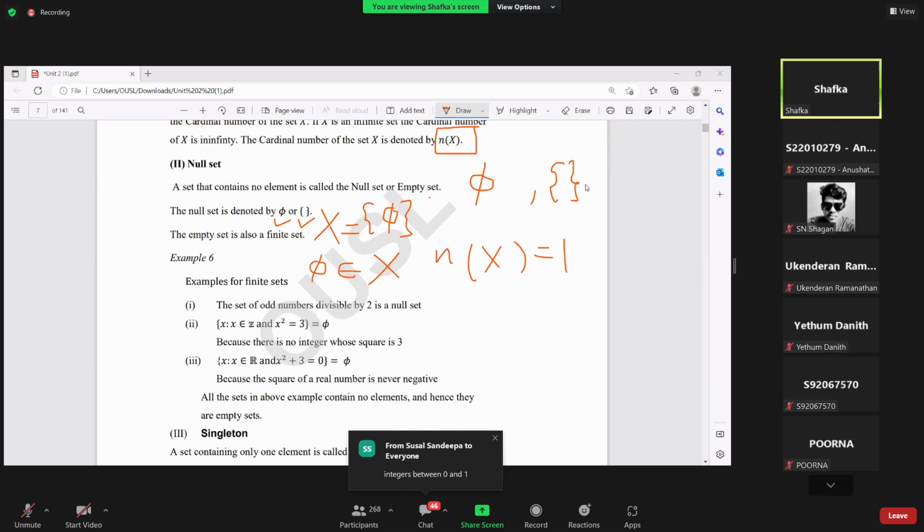Negative numbers between 1 and 10. Integers between 0 and 1. Yes, those are null sets.